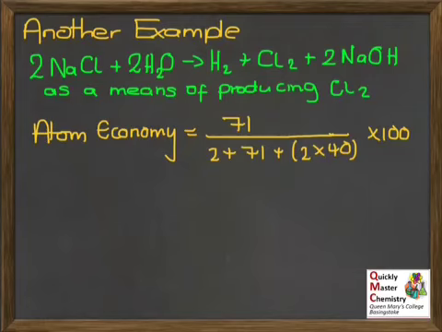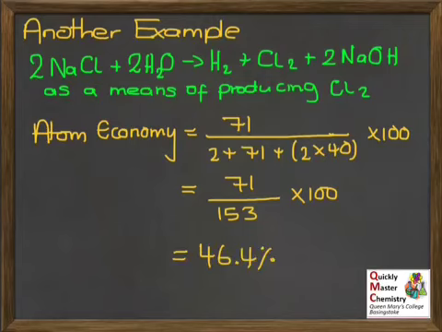So moving on with the calculation, the top is 71. The bottom, when we've added everything up, should be 153, times by 100, and that's going to come out at 46.4%. So the atom economy for this process of making chlorine is 46.4%.